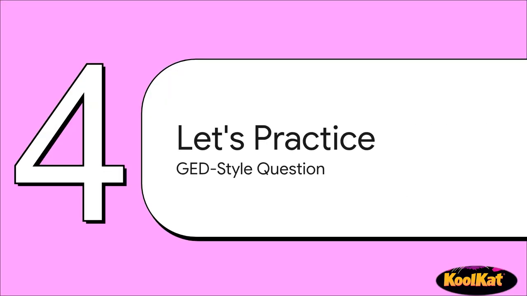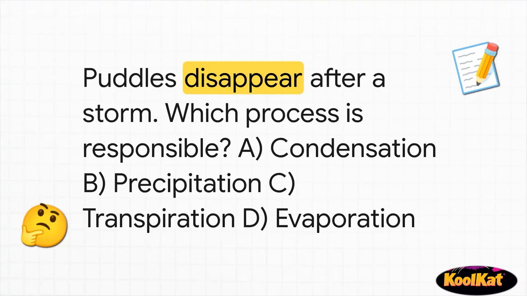Okay, time to put our new strategy to the test. I'm going to throw a GED-style question up on the screen, and we're going to walk through how to solve it using nothing but those keywords we just talked about. All right, here we go. Take a look. After a rainstorm, a student notices that the puddles on the sidewalk are gone by the afternoon. Which process is responsible? Okay, so the puddles disappear. What made that happen? And we've got our 4 options: condensation, precipitation, transpiration, and evaporation.